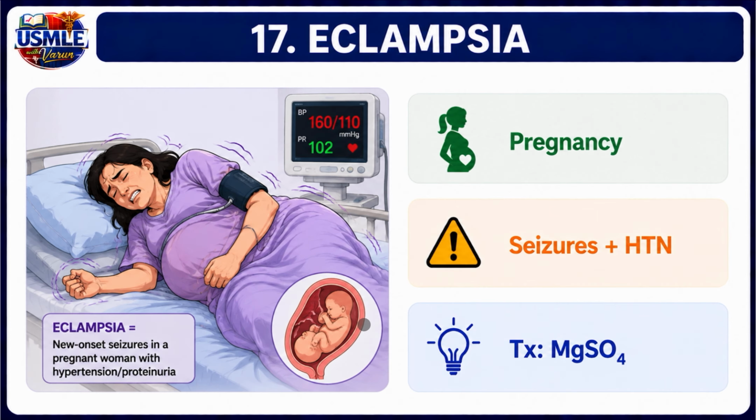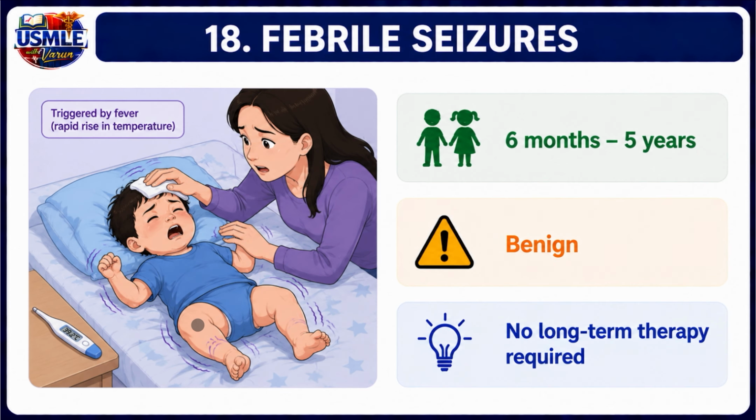and absence seizures. Eclampsia refers to new onset generalized tonic-clonic seizures occurring in a pregnant woman with preeclampsia. It usually develops after 20 weeks of pregnancy or shortly after delivery. The treatment of choice is intravenous magnesium sulfate. So eclampsia is nothing but new onset seizures in a pregnant woman with hypertension or proteinuria.